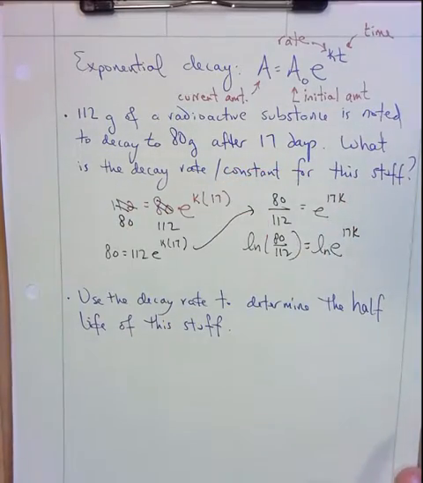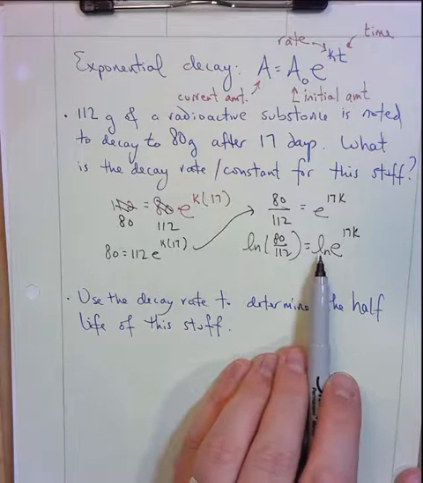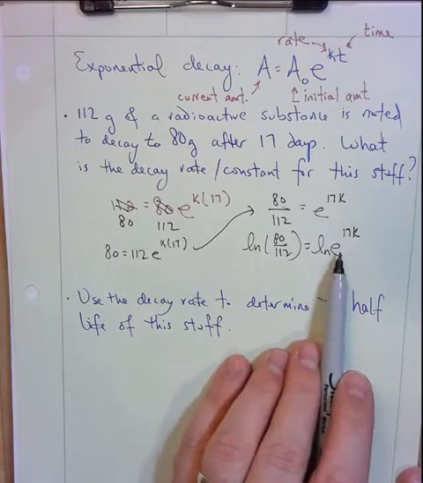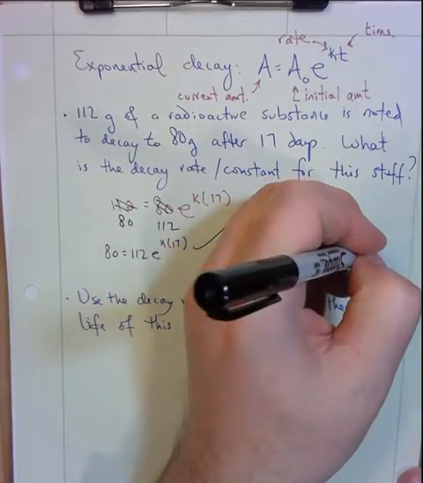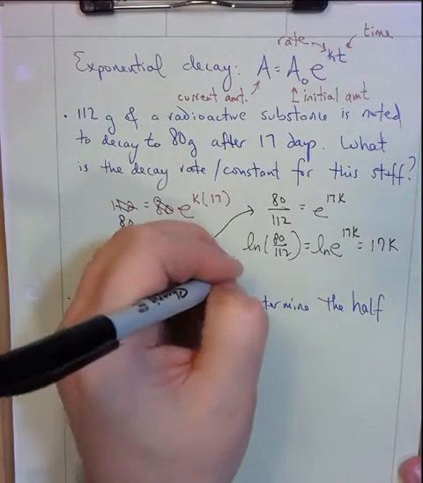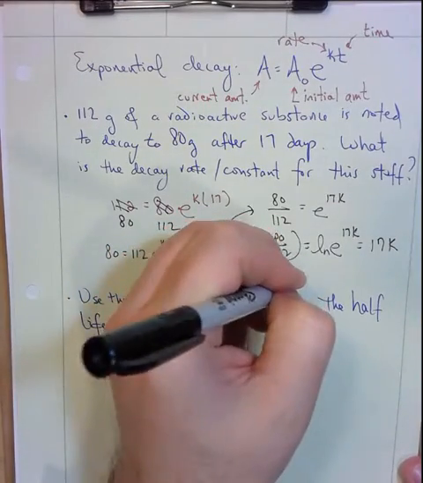And remember that the whole point of doing this operation, applying a natural log to the exponential with e, is that the natural log and the e eliminate each other, and the 17k just drops down on its own. And now we can divide both sides by 17. And again, I'm sticking with the 80 over 112.